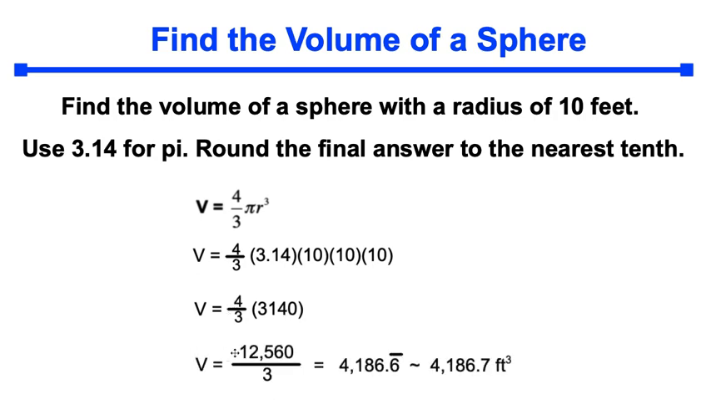We'll get 12,560. When you divide that by 3, you'll get 4,186.6 repeating. We need to round to the nearest tenth, so therefore that tenth value will be rounded to 7. And make sure to label feet cubed.